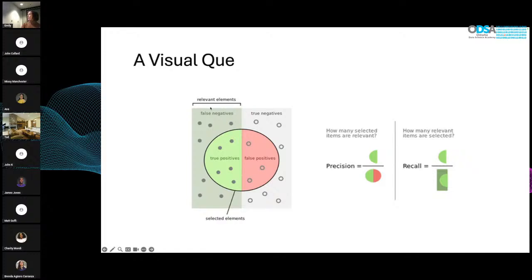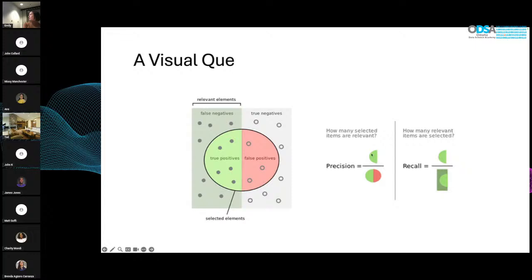Outside of the circle, on the left side here, in the slightly darker gray area, these are false negatives. So these are situations where they're actually 1, but we predicted 0, because remember, outside of the circle, everything we predicted is 0. And then on the right side here, these are true negatives. So we predicted 0, and they were actually 0. So one way you might think about precision is how many selected items are relevant. So we're going to take the green slice, and we're going to divide it by the whole circle.